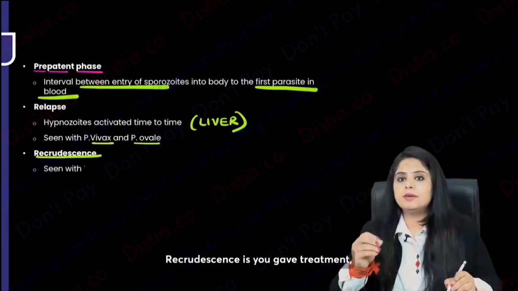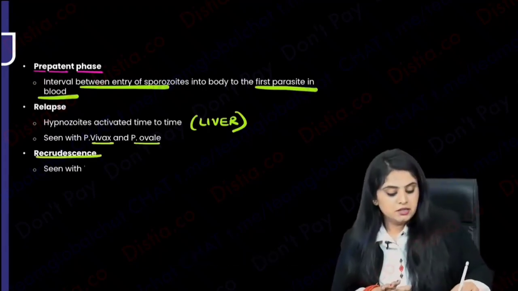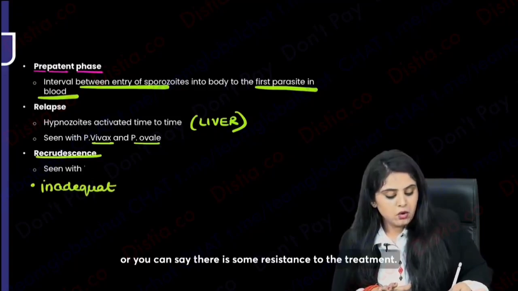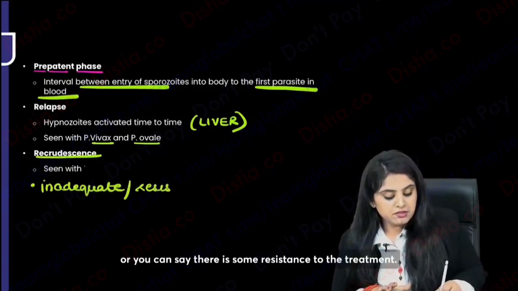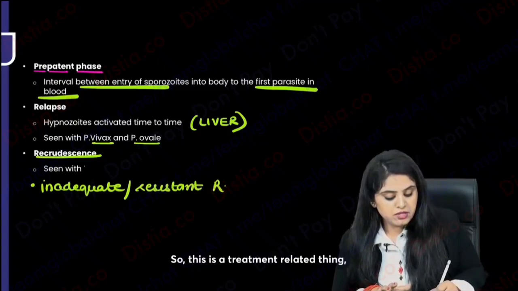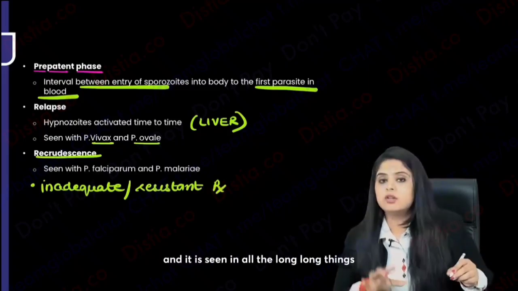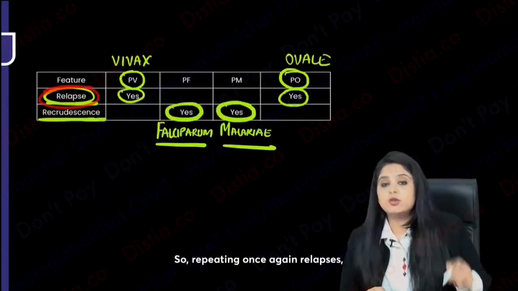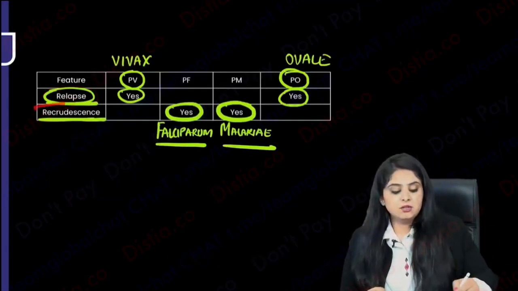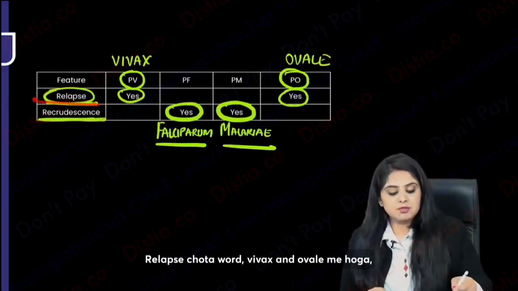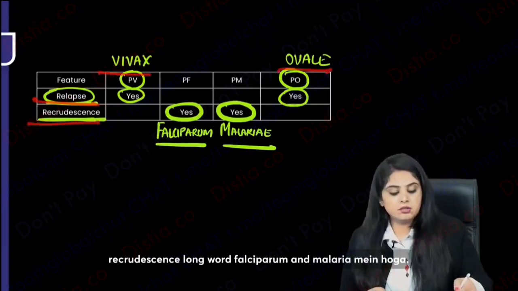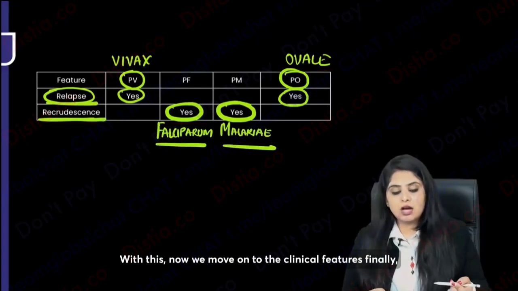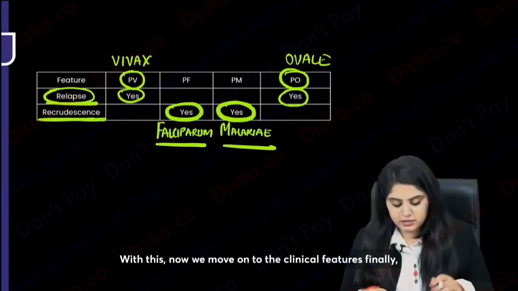Okay, what is recrudescence? Recrudescence is you gave treatment, but there was a problem in the treatment. So this is going to be a case of inadequate treatment. Or you can say there is some resistance to the treatment. So this is a treatment related thing, and it is seen in all the long-named ones, Falciparum and malariae. So repeating once again, relapse is a hypnozoite sleeping and waking up. Recrudescence is a problem in the treatment. Relapse will occur in the short-named Vivax and Ovale. Recrudescence will occur in the long-named Falciparum and malariae. Understood with this?